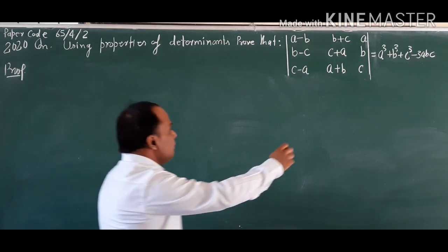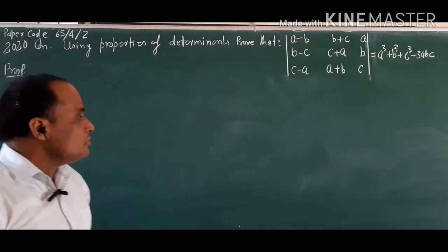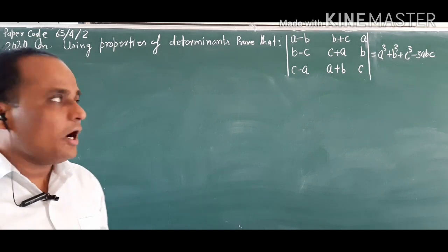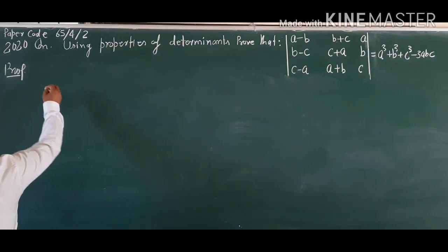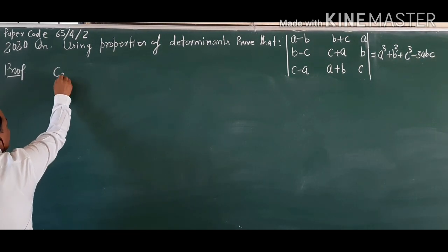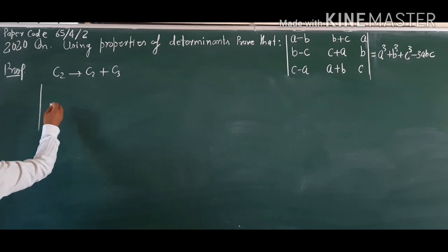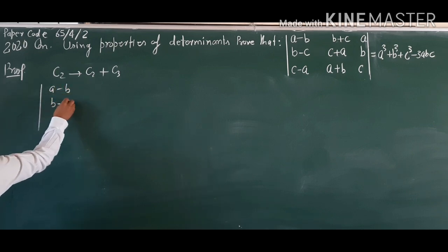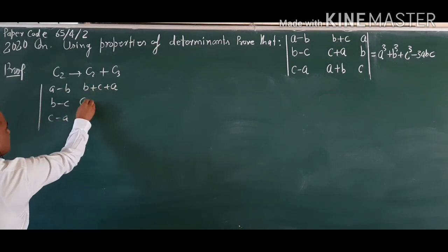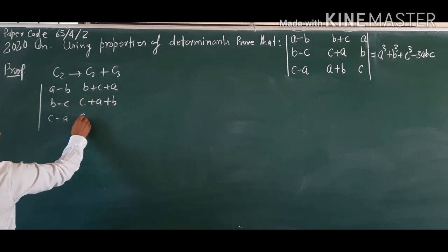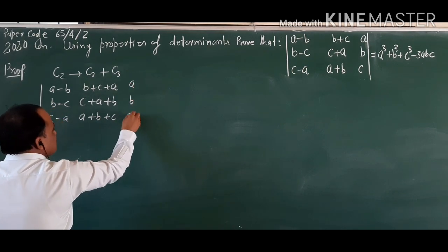सबसे पहले लेफ्ट साइड में इन दो कॉलम्स में ऑपरेशन हम यूज करने जा रहे हैं। Either we should use C2 is changed by C2 plus C3 or C3 is changed by C3 plus C2। तो एक ऑपरेशन हम लगा रहे हैं कि C2 को चेंज कर रहे हैं C2 plus C3 से। क्या बनेगा देखिए, A minus B, B minus C, C minus A, and it becomes B plus C plus A, and here it becomes C plus A plus B, and here A plus B plus C, and this column should be as it is.